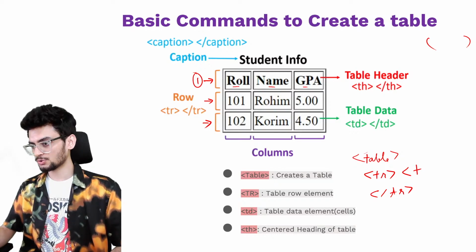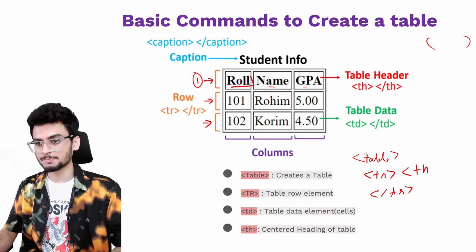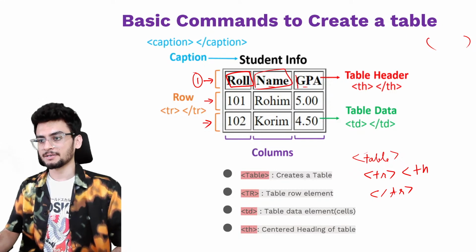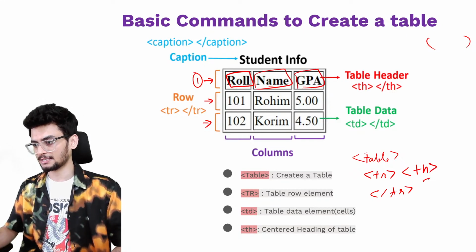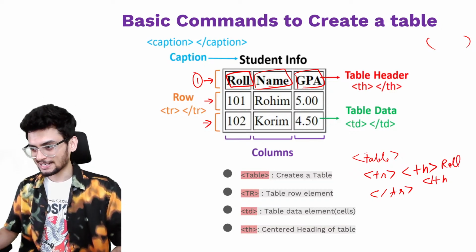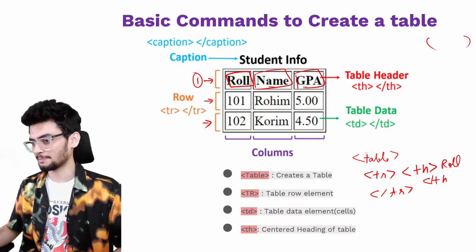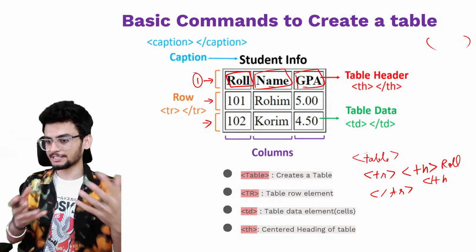Yes, we will use th because this part is in bold. So we will write th and then also close th. Here we will write row. So I hope you are understanding. It is not a very clean answer, but I hope you get it. Okay, we will use th.